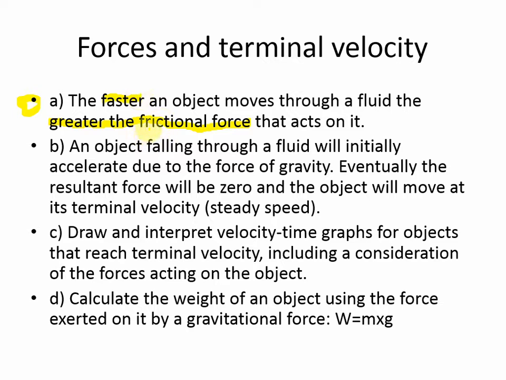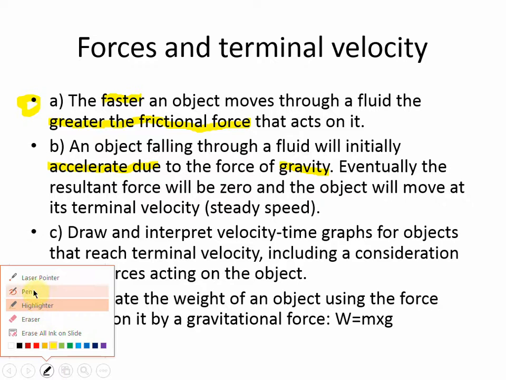So if an object is going really, really fast, it has more drag. If it's not moving at all, it actually has no drag. An object falling through a fluid will initially accelerate, so to begin with it accelerates, due to the force of gravity. So initially, gravity is greater than the force of air resistance, because there is no air resistance.